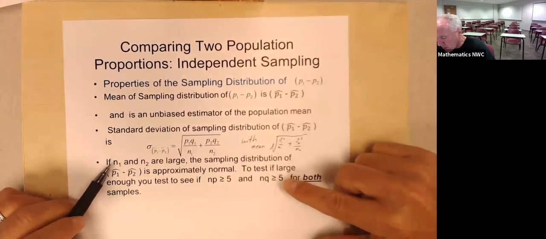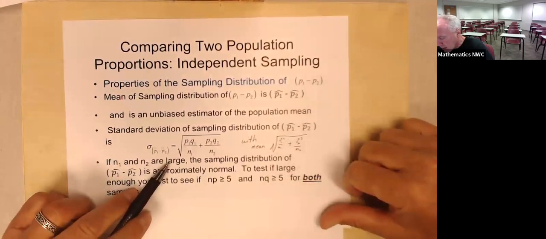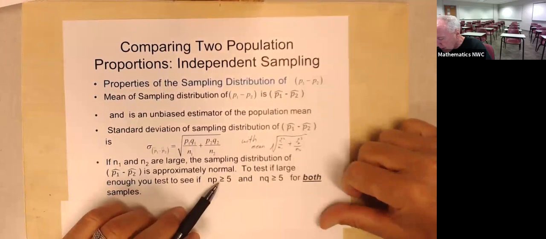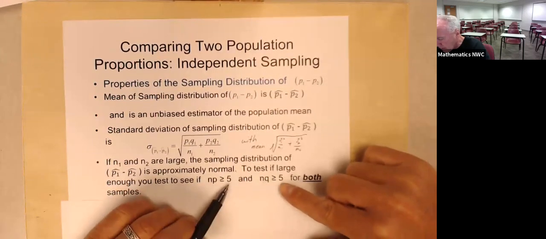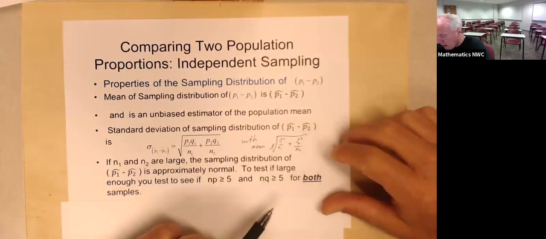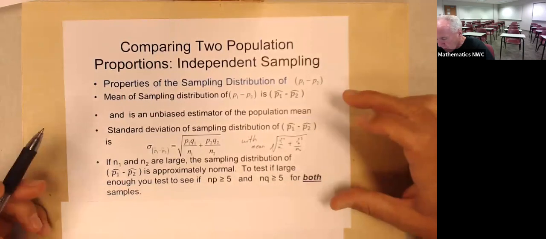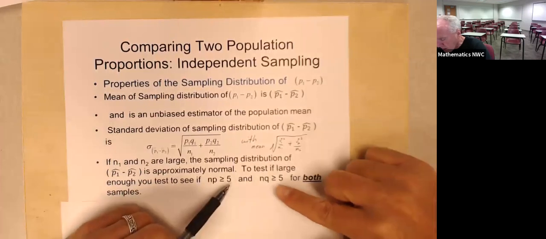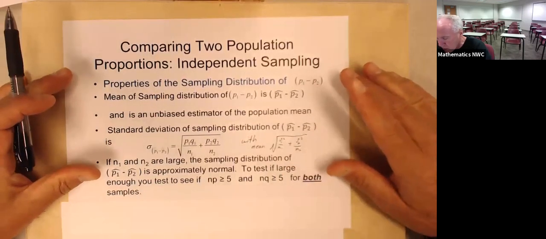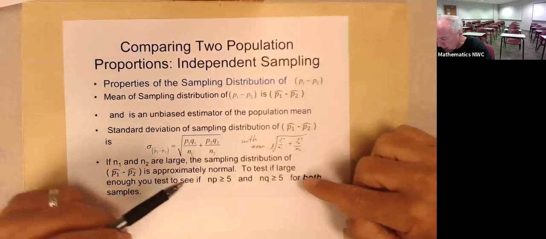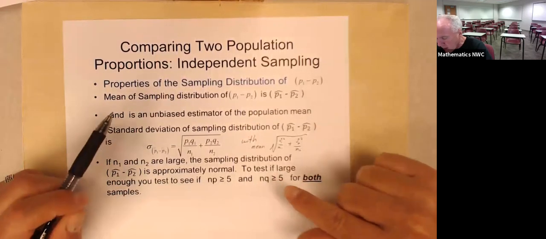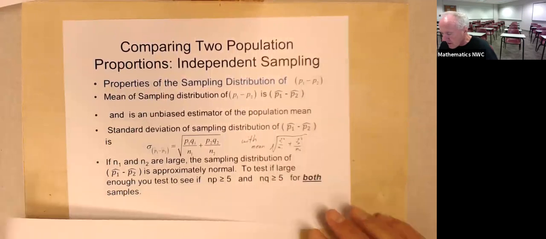This is also review. For it to be a large sample, you remember NP and NQ had to be greater than 5. Well, this would now have to be true for both samples. In all the problems we get in our book, they are going to be large enough. But if you were doing this kind of a test for a research project or something else, these would be conditions that you would have to be certain are satisfied.